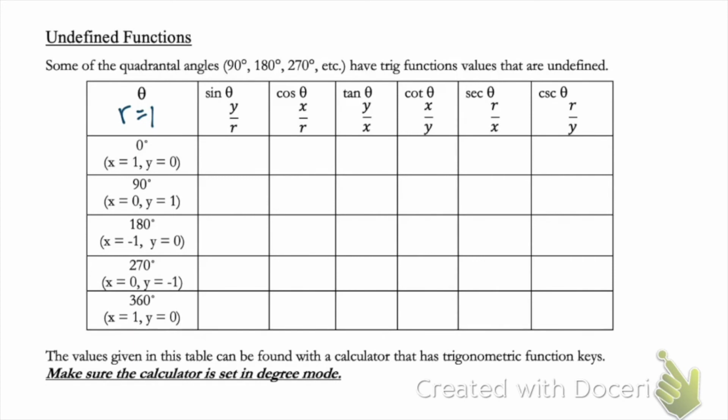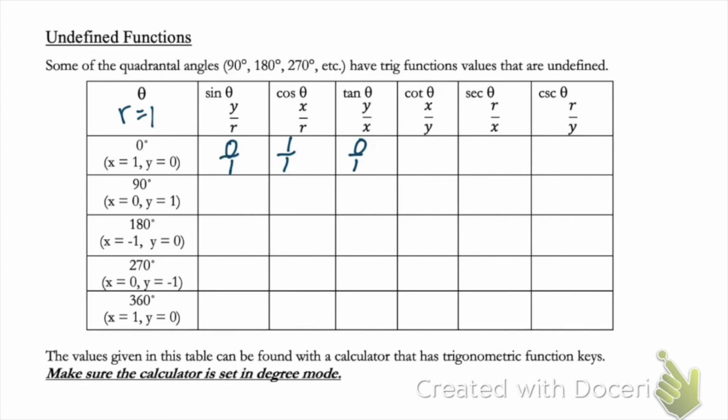Okay, so for our first box, we're going to write the value for sine of theta. In this case, theta is 0 degrees. So sine of 0 degrees would be y over r, which would be 0 over 1. Moving on to cosine of 0 degrees, that would be x over r, so it would be 1 over 1. Tangent of theta would be y over x, so we have 0 over 1.